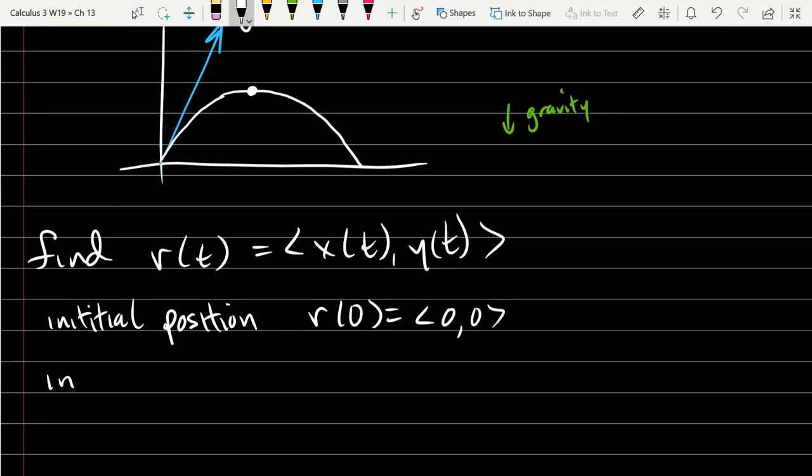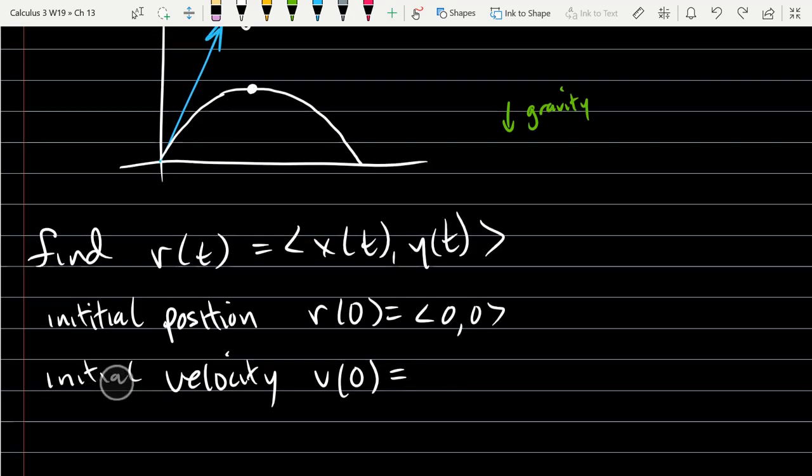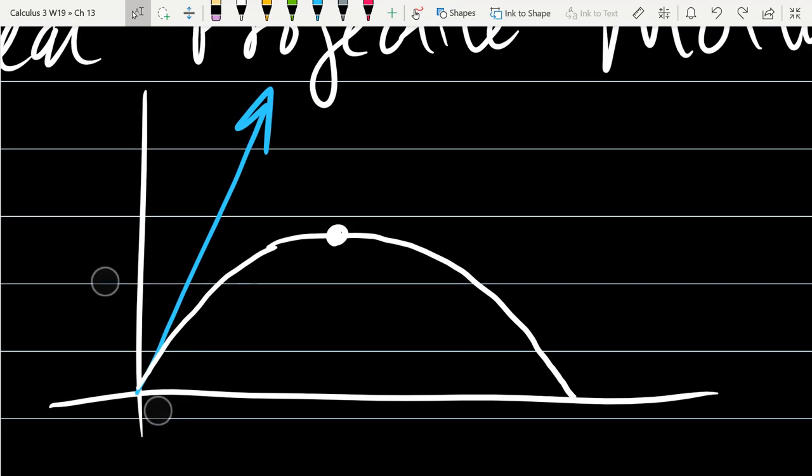Our initial velocity, what would happen if our initial velocity was 0? That would be our graph right there. That'd be really boring because it wouldn't go anywhere. So we're going to have initial velocity that's not 0. What do we need to know about our velocity? I can either write the x and the y component, or I can use an angle and a magnitude.